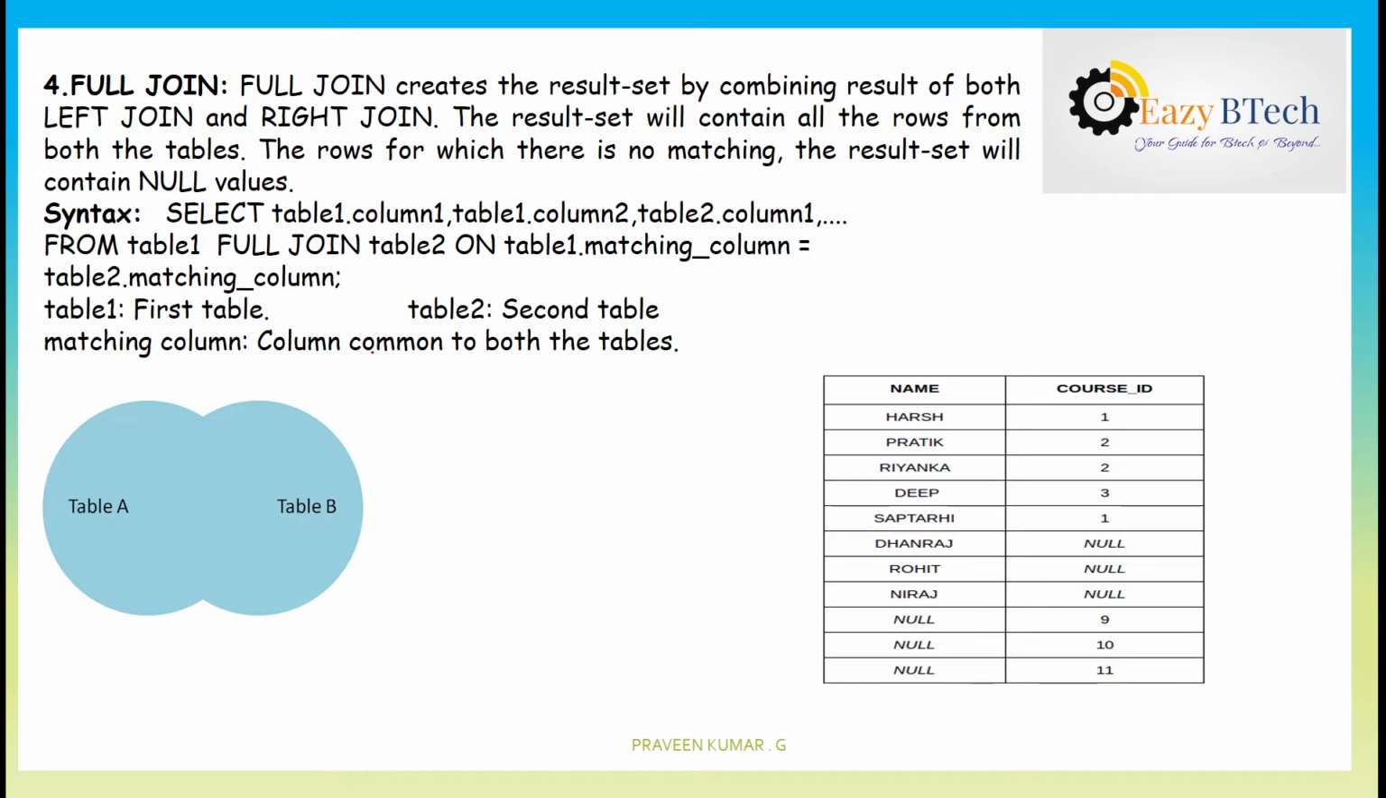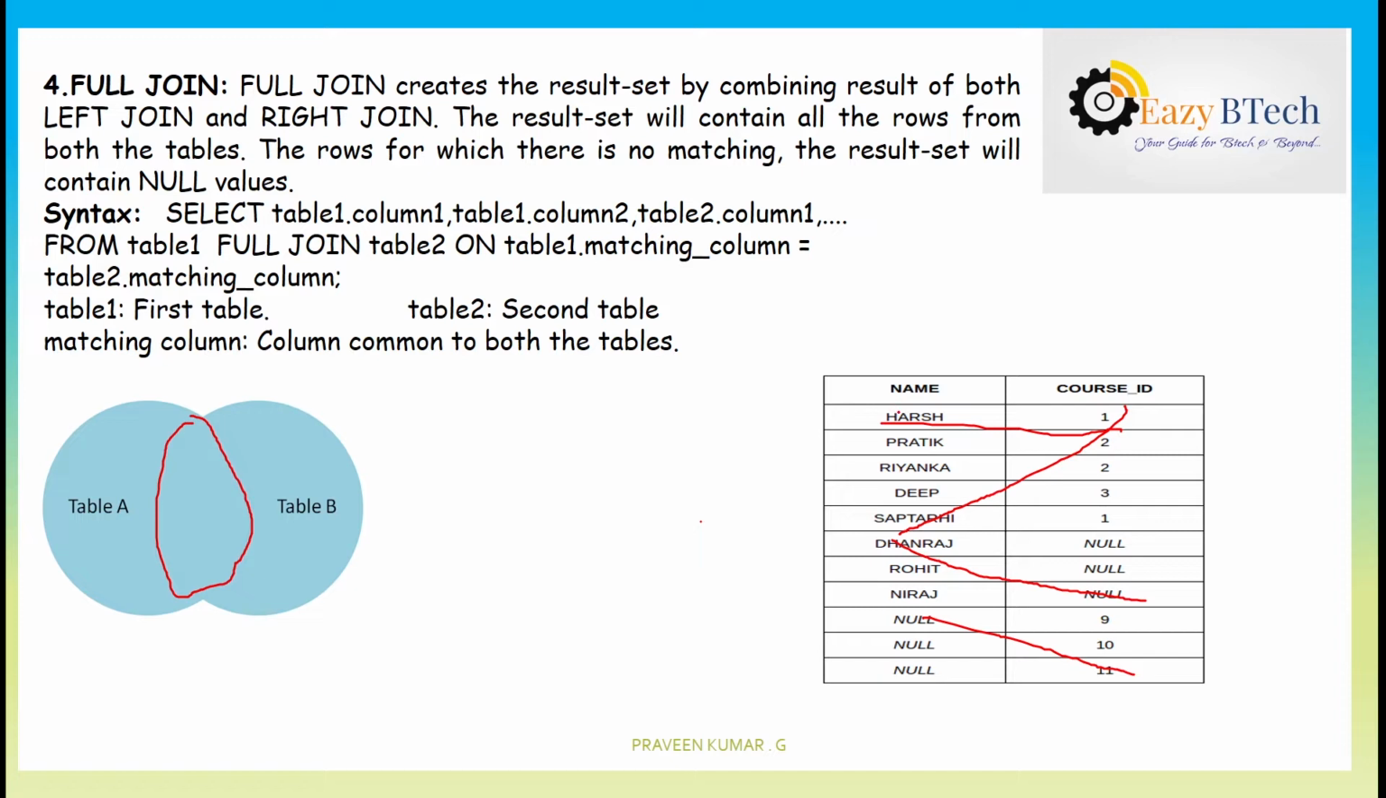Match the common column in both tables. It prints common columns from table A and table B. What are we selecting here? We are selecting name and course ID. These are the common values. First it prints all the common values, and then Dhanraj, Neeraj and Rohit, who do not have any course ID, and the remaining 9, 10, 11.